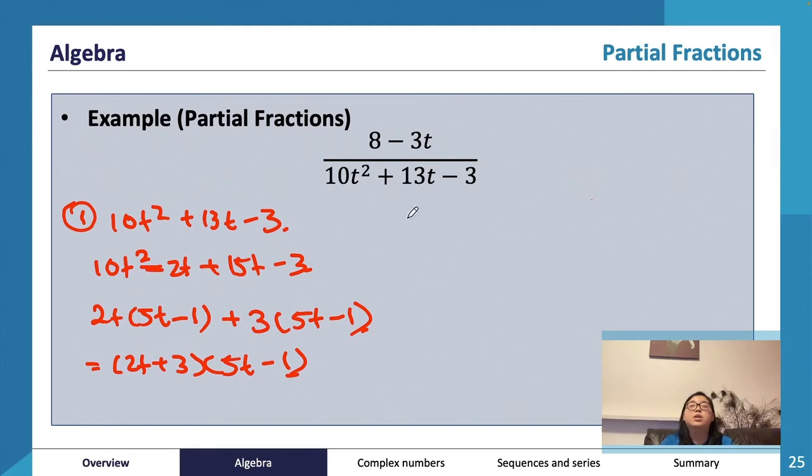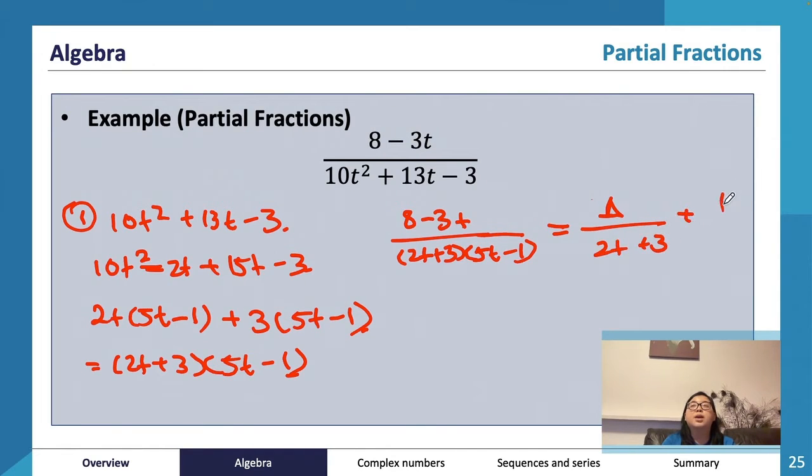Okay, so essentially now we have 8 minus 3t over 2t plus 3 and 5t minus 1. If we look at this, we can identify that we need two linear factors. So we'll have a over 2t plus 3 plus b over 5t minus 1. Then we multiply everything across, so we get 8 minus 3t equals a times 5t minus 1 plus b times 2t plus 3.